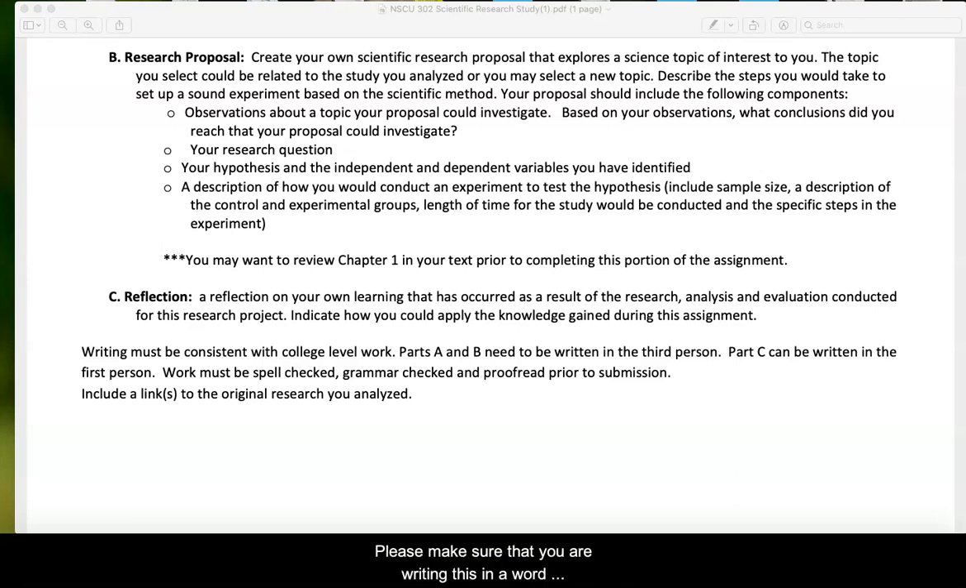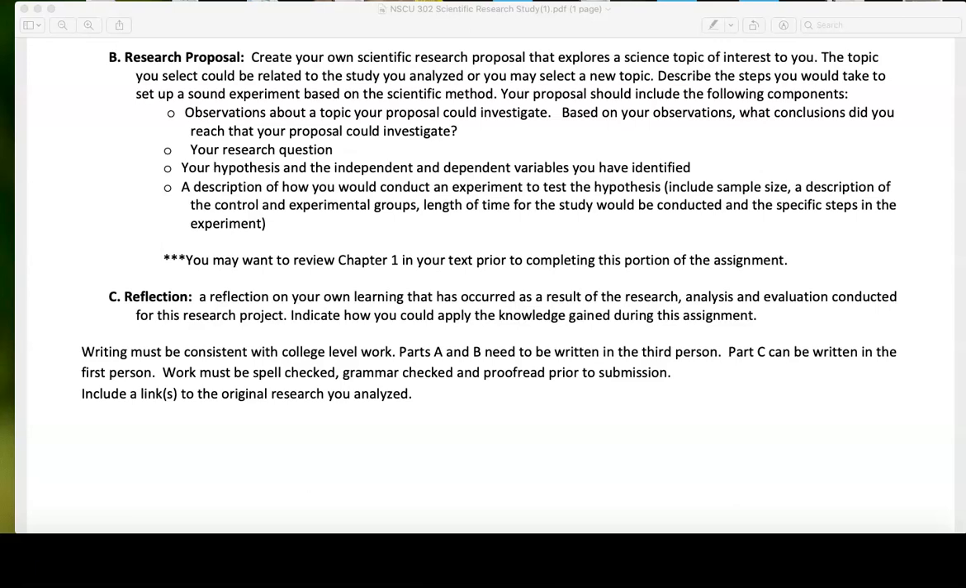Please make sure that you are writing this in a word processing program such as Word, so that you can do grammatical and spelling checks. And please email me if you have any questions about this assignment. You may pick any topics that interest you and utilize the Brandman University Library and Writing Center for any help that you need. Thank you all, and I cannot wait to read your papers.